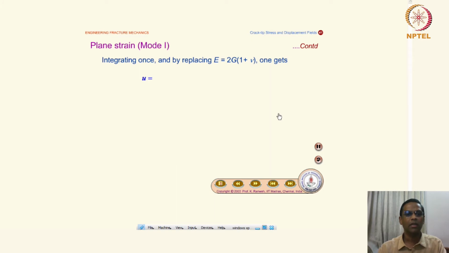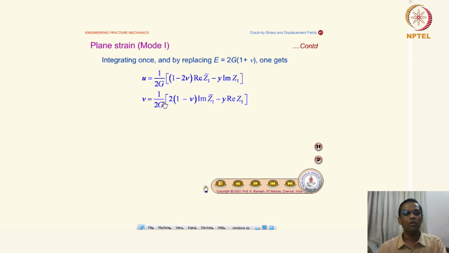Then substitute and realize this displacement. So integrating once again, replacing E is equal to 2g into (1 plus mu), we get u is equal to 1 by 2g into (1 minus 2 mu) into real part of z1 bar minus y, imaginary part of z1. Similarly, you get v to be 1 by 2g into 2 times (1 minus mu) into imaginary part of z1 bar minus y, real part of z1.